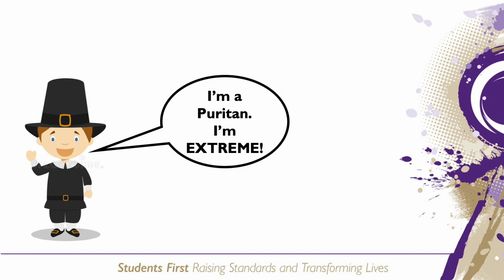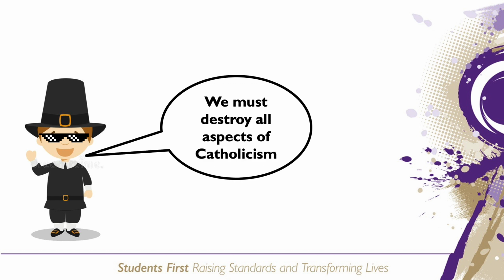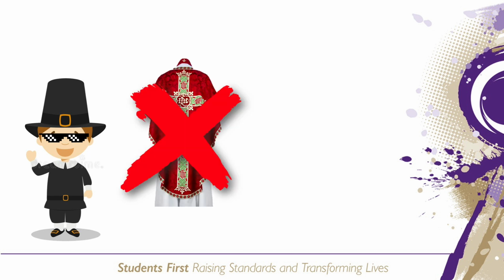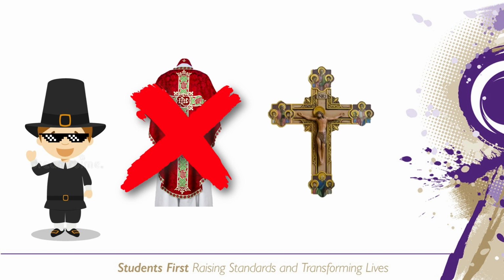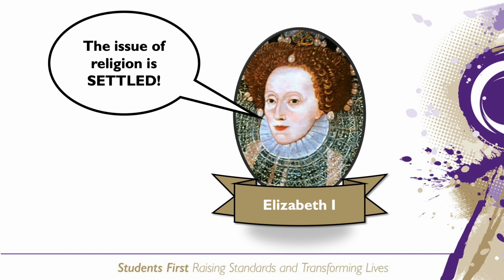As we should remember from the tutorial on religion in England, Puritans were extreme Protestants, and for them, the religious settlement was the first step on the way to more religious reform. They were keen to remove all traces of Catholicism from the English Church, such as vestments and the decoration that was maintained under the religious settlement, such as the Crucifix being allowed in the church. For Elizabeth, however, the issue of religion in England had been dealt with.